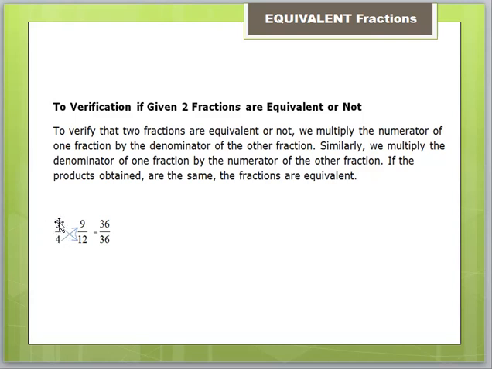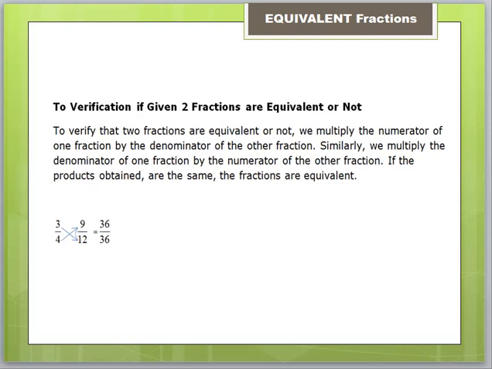Okay. So 3 multiplied by 12 is 36. 4 nines are 36. So on both sides we got 36. That means these two fractions are equivalent. So the only thing is that we have to make sure the product we get after cross multiplication should be the same on both sides. So that's all for the verification.